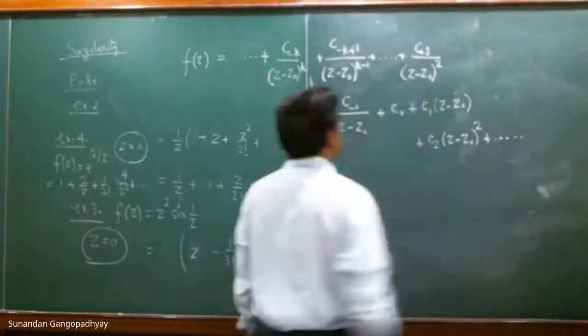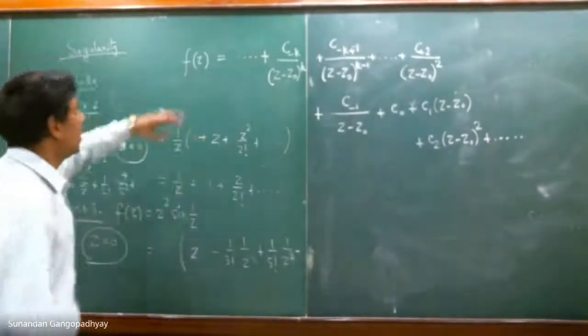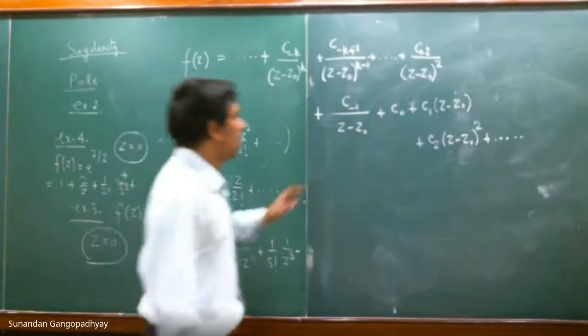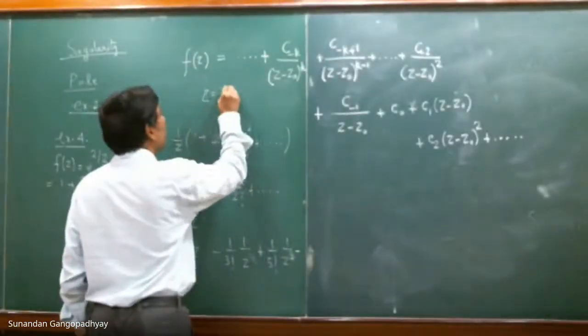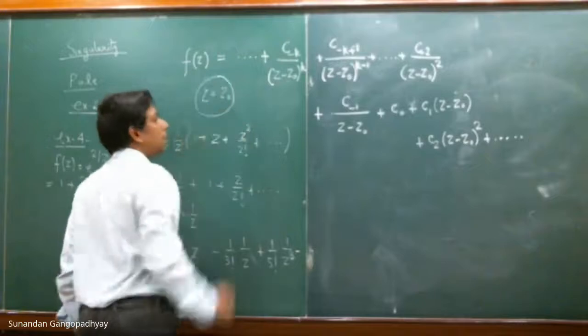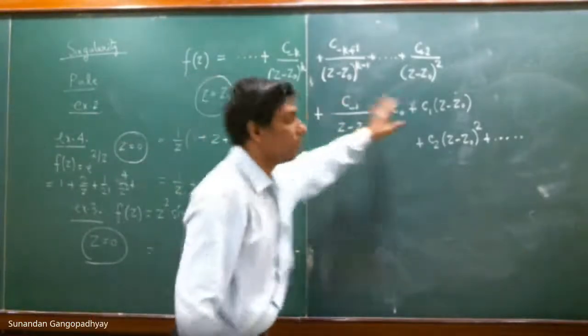So this is the full Laurent series expansion of the function of a complex variable f of z, which has a singularity at z equal to z naught. This is a singularity at z equal to z naught, so this is the Laurent series expansion.